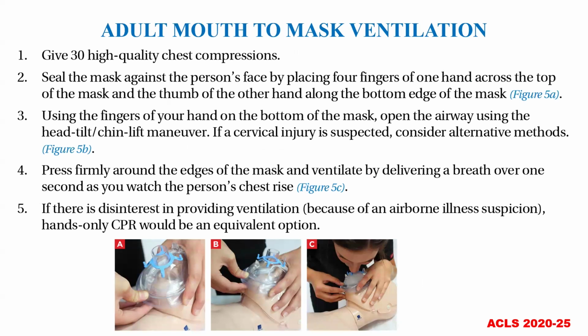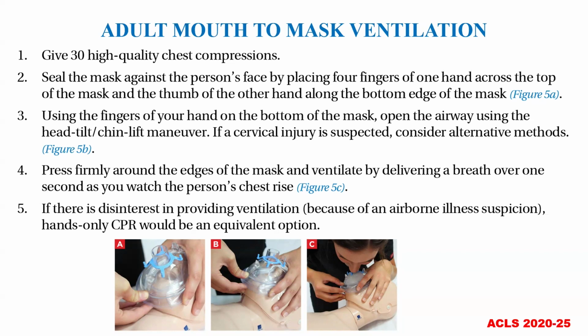How to do mouth-to-mask ventilation in adults. Give 30 high-quality chest compressions. Seal the mask against the person's face by placing 4 fingers of one hand across the top of the mask and the thumb of the other hand along the bottom edge of the mask. Using the fingers of your hand on the bottom of the mask, open the airway using the head tilt and chin lift maneuver. If cervical injury is suspected, consider alternative methods like jaw lifting.